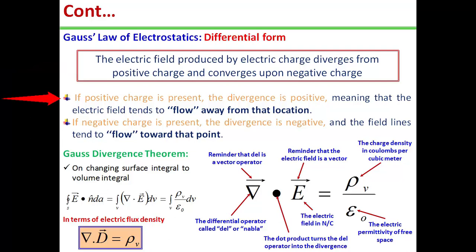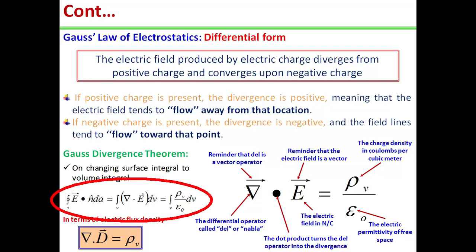If positive charge is present, the divergence is positive, meaning that the electric field tends to flow away from the location. That means the electric field lines will be diverging in nature. If negative charge is present, the divergence is negative, meaning that the field lines tend to flow towards that point. That means the electric field lines are directed inward.